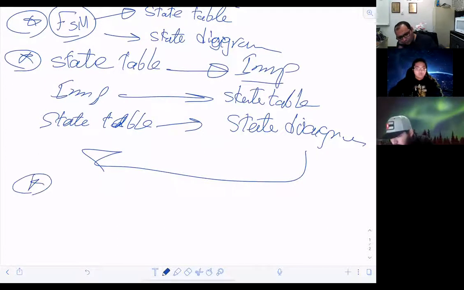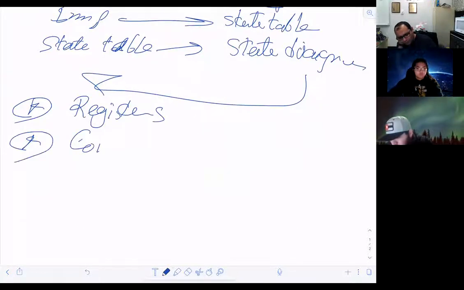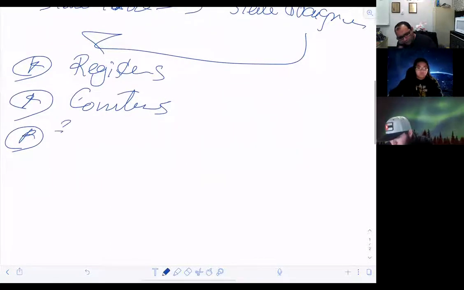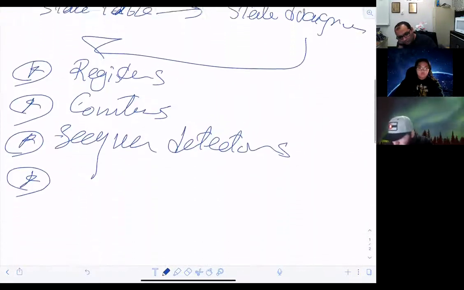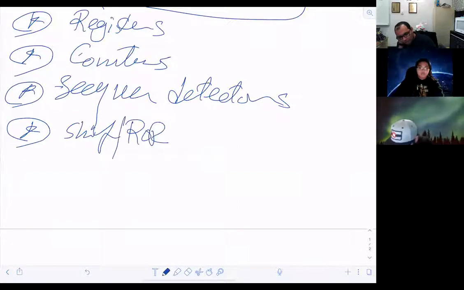Then we're going to move into the definition of the registers. We're going to move to counters. And then we're going to move to the sequence detector. And if we have some time left in this course, we're going to be covering also shifting and rotating using the combinational circuit.